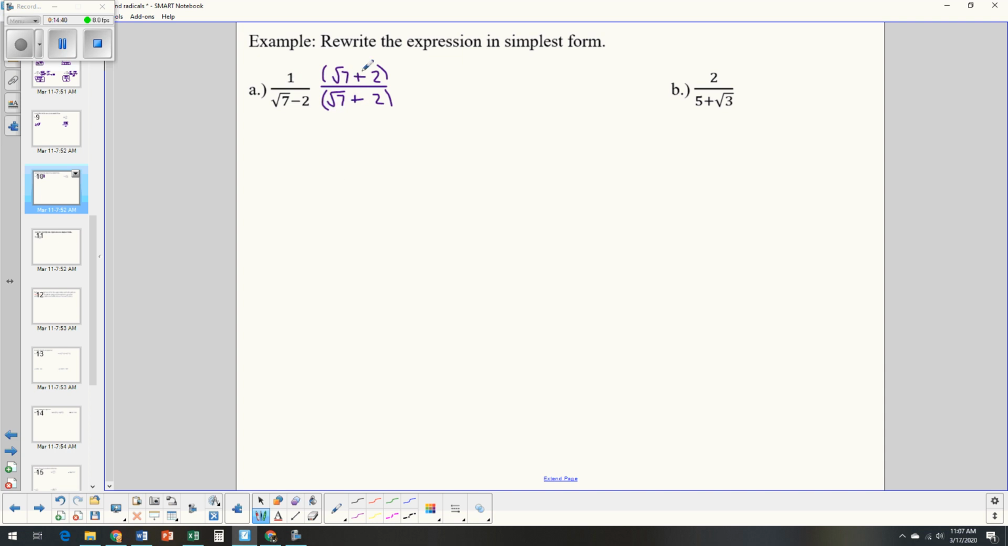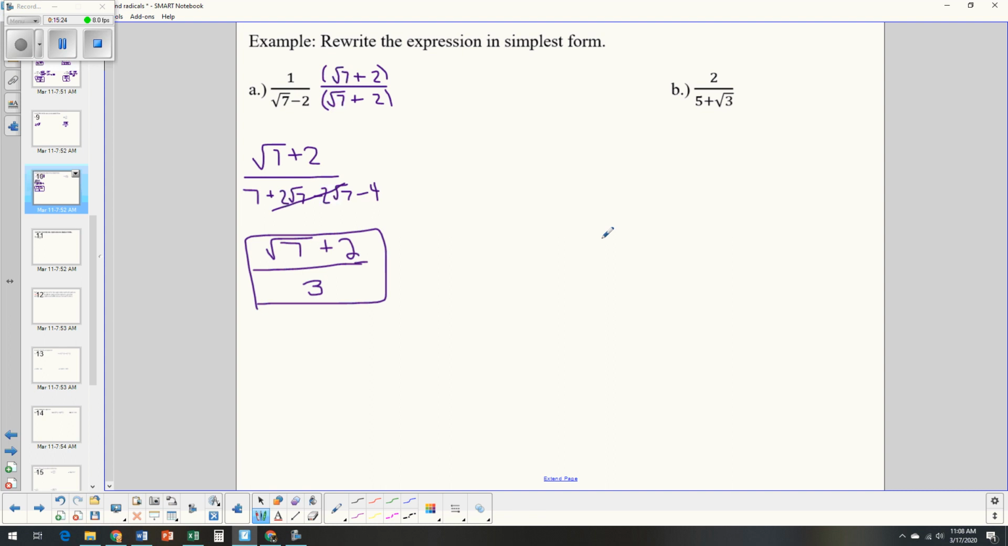All right, so in the first one, 1 times that is just going to give me root 7 plus 2 on the top. The bottom, though, we're actually going to distribute. So I'm going to do root 7 times root 7, which is root 49, or 7. Root 7 times 2 is plus 2 root 7. Negative 2 times root 7 is minus 2 root 7. And negative 2 times 2 is minus 4. So the lovely thing is those cancel. And I'm just left with 7 minus 4. So we get root 7 plus 2 in the numerator over 3.